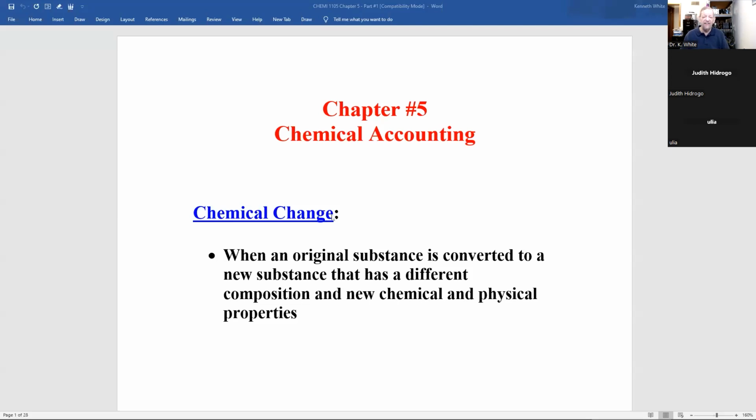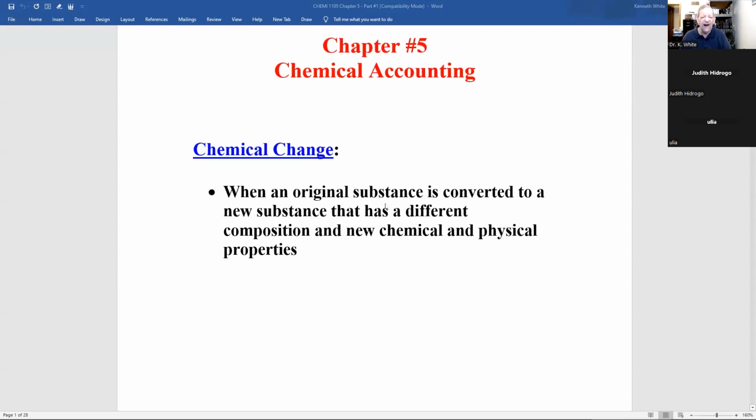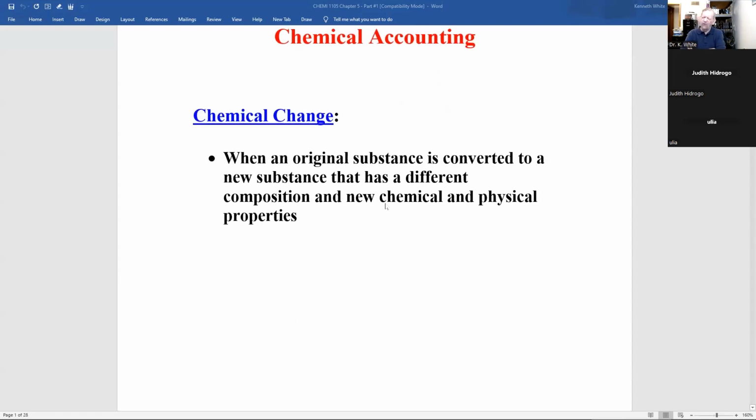Here's chapter 5, and it's called Chemical Accounting. Remember, this material will be on test 2, not test 1, which I'm giving tomorrow. This will be on test 2 later on in a week or so. Now, when we talk about chemical change, what is that? I'll never ask on a test what a chemical change is, but I'll use that term. It's when an original substance is converted to a new substance that has a different composition and different chemical and physical properties. So when you change an original substance into something new, we call that a chemical change.